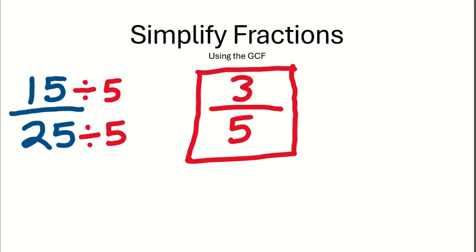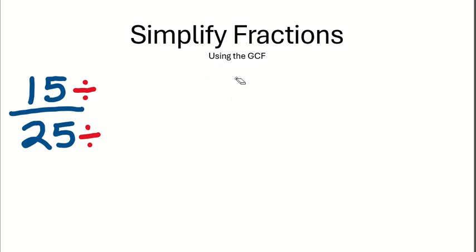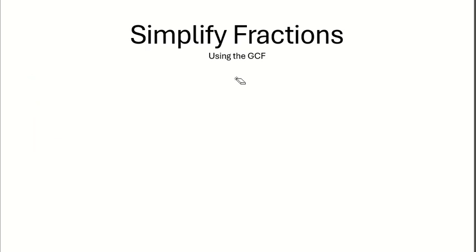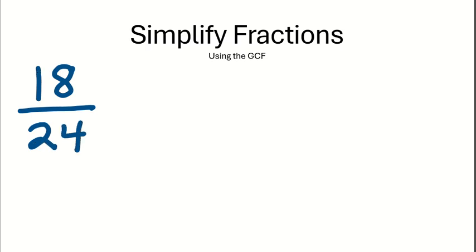Now let's keep it going, you guys. Let's keep simplifying with a GCF. The next fraction on our list is going to be 18/24. And just like always, we're going to list the factor pairs.